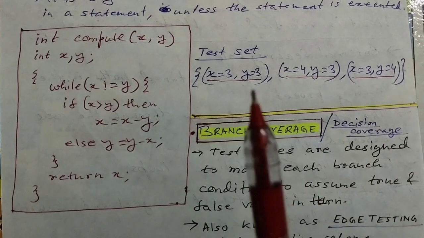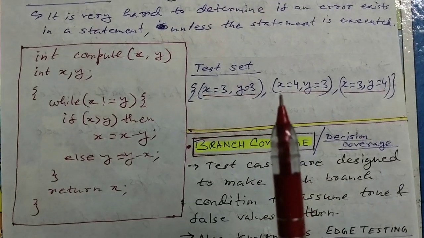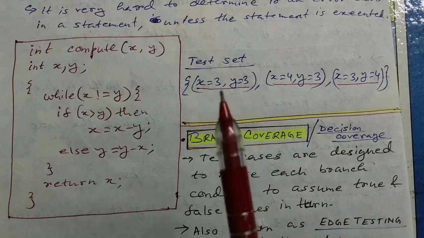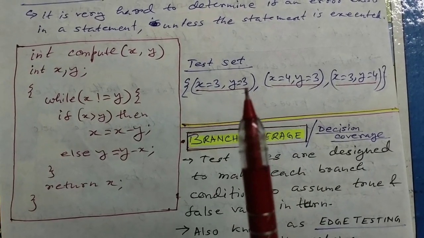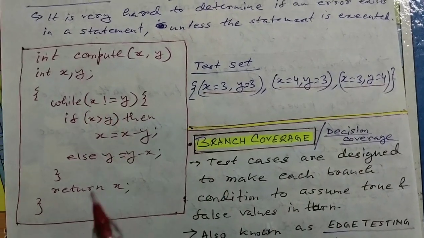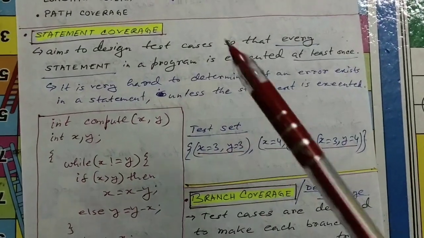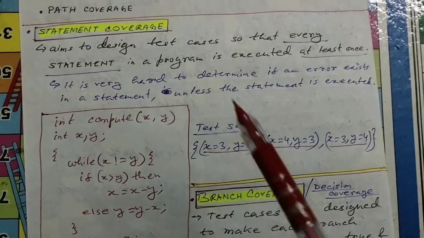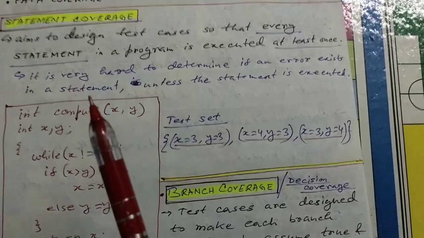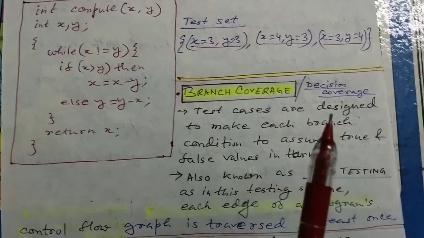So these can be three test cases by this test set. If we generate this test set with the test cases where both x and y are the same, x greater than y, and x less than y, then all these statements will be executed. Okay, so this is actually statement coverage. That means all the statements will be covered, will be verified by this technique, and that is called statement coverage, right? Now coming to the branch coverage, it is also called decision coverage.